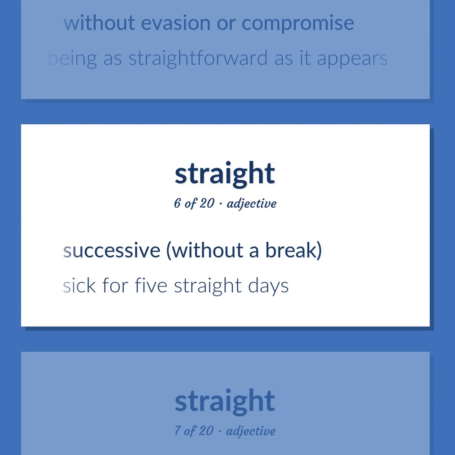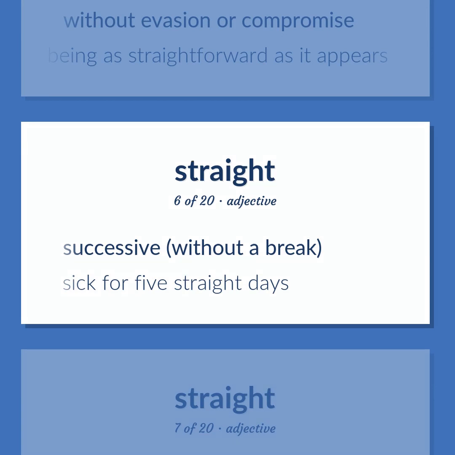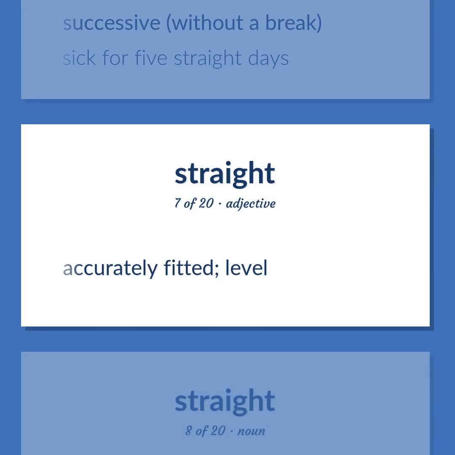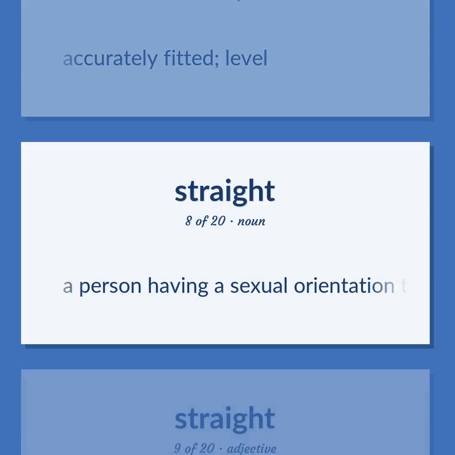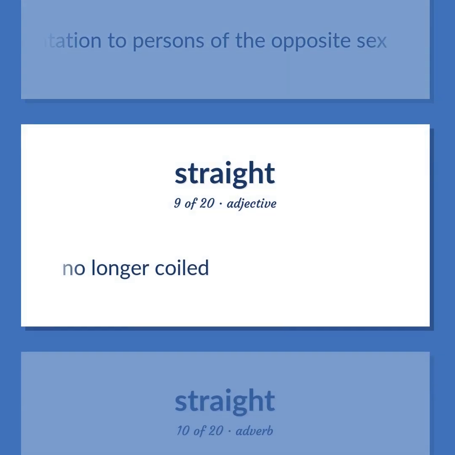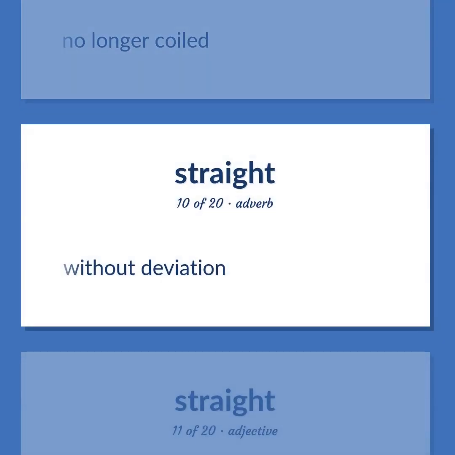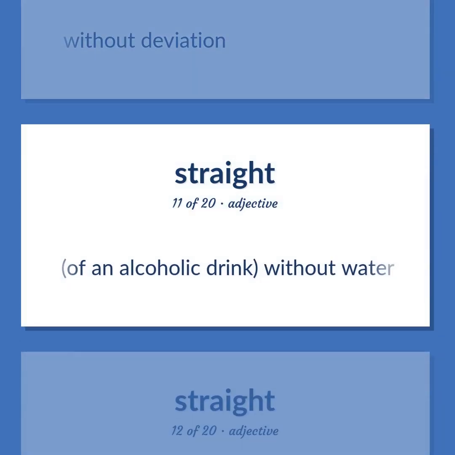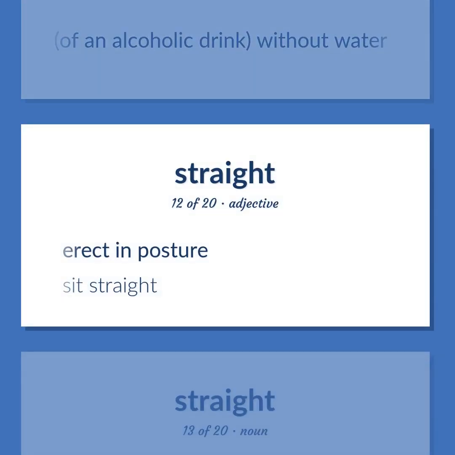Successive, without a break. Sick for 5 straight days. Accurately fitted. Level. A person having a sexual orientation to persons of the opposite sex. No longer coiled. Without deviation. Of an alcoholic drink, without water. Erect in posture. Sit straight.